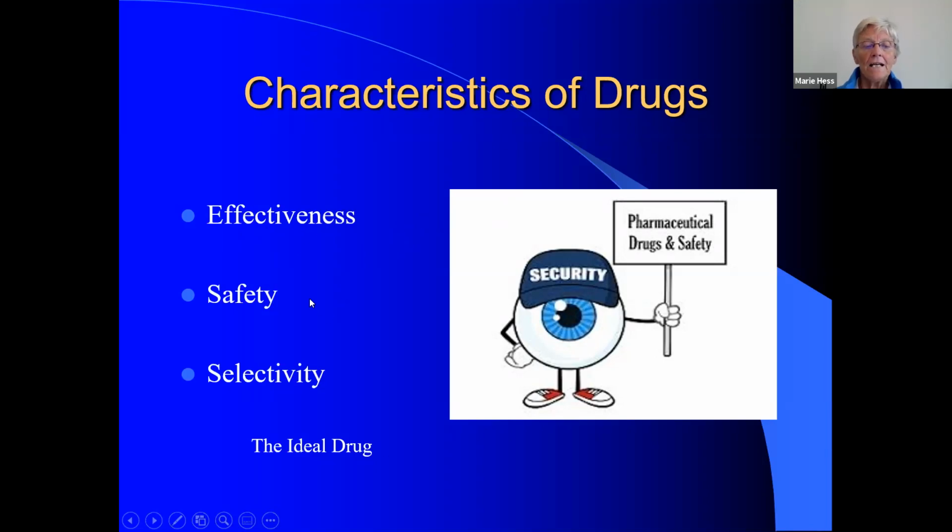Safety. There's no such thing as an entirely safe drug. Every drug has an effect in the body and can cause serious problems. So that's one of the things. Selectivity. There's no such thing at this exact point in time of an absolutely selective drug where you would take it and it wouldn't affect any other parts of the body. All drugs can cause side effects.